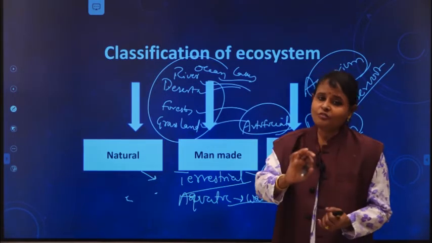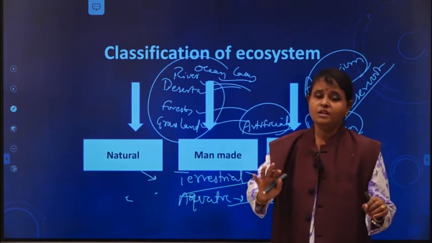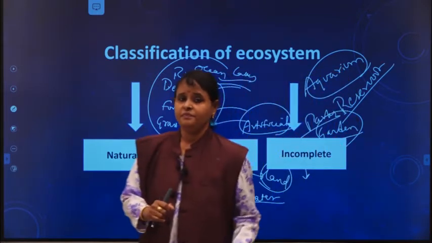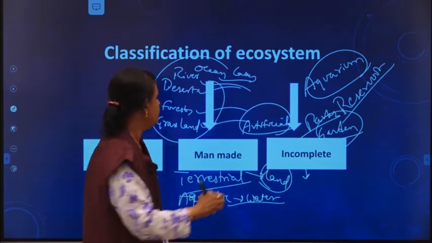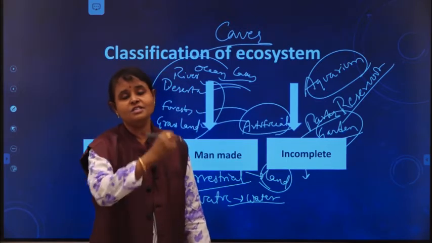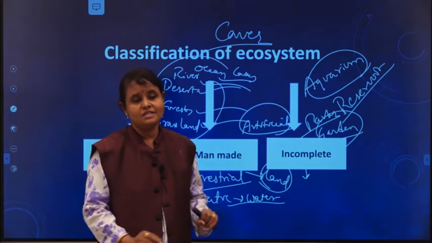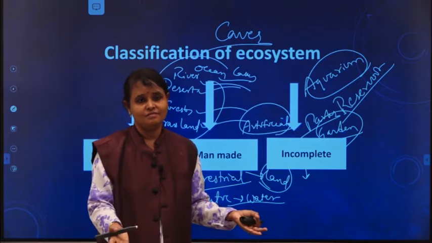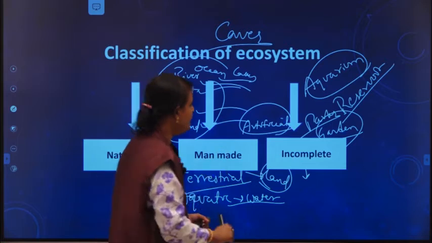The last one is incomplete. If some of the components are missed or not present, you can write absent, then it becomes incomplete ecosystem. Can you give me some examples of incomplete ecosystem? Some of the components should be completely absent. Now I will give you one example. Caves. How can you say it is an incomplete ecosystem? In caves, there is no light penetration. Sunlight is completely absent. Plants are not present. So it becomes incomplete ecosystem.